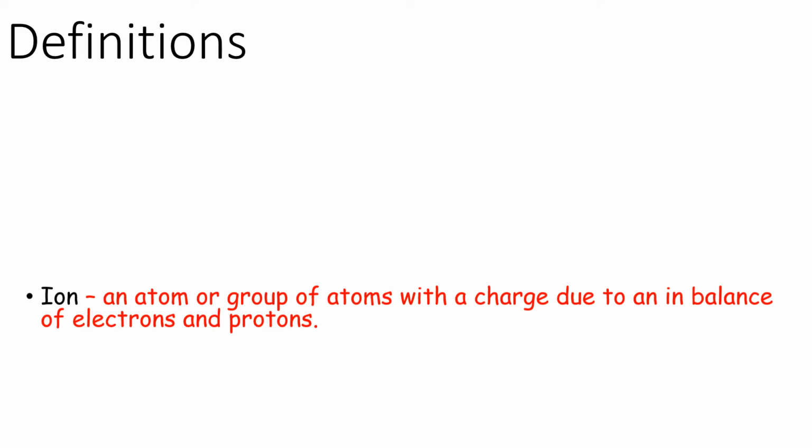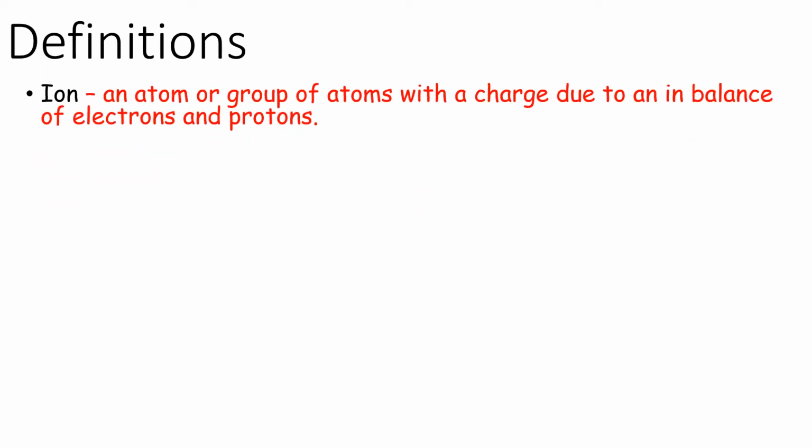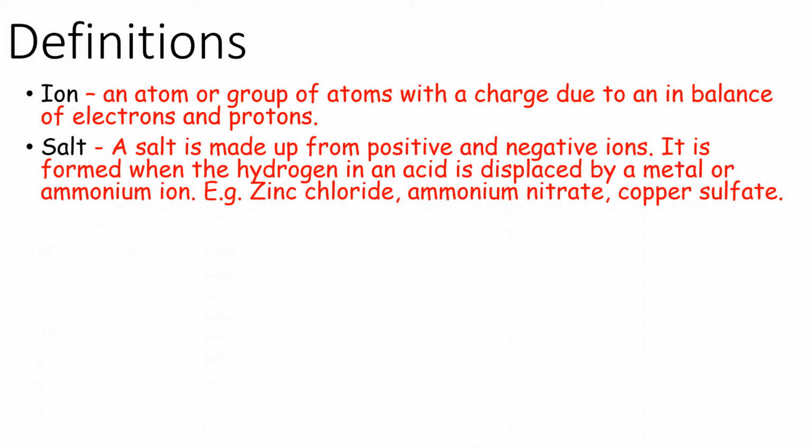Okay, so these definitions will help. An ion is an atom or group of atoms with a charge, and that's due to an imbalance of electrons and protons. And that means it's either lost or gained electrons, because they're the only ones you can lose or gain. A salt is made up from positive and negative ions.